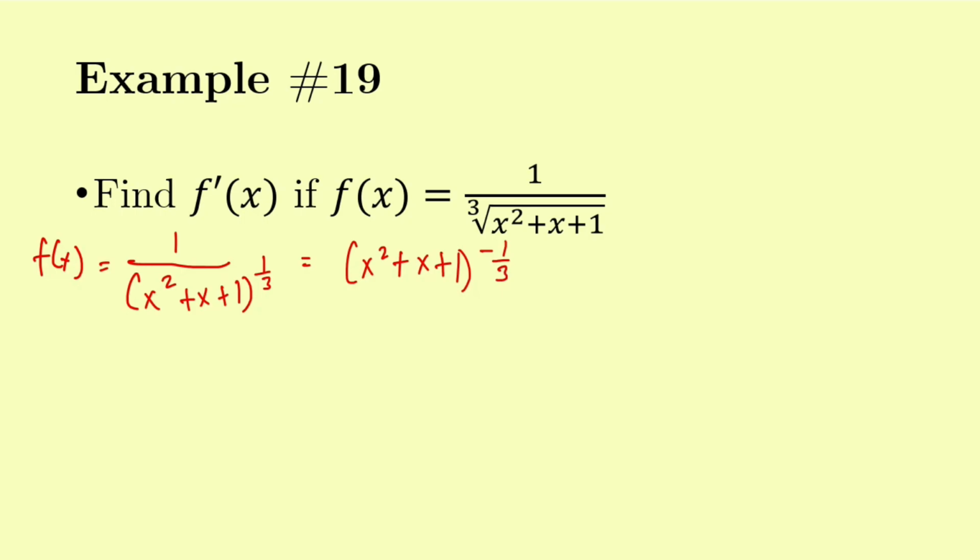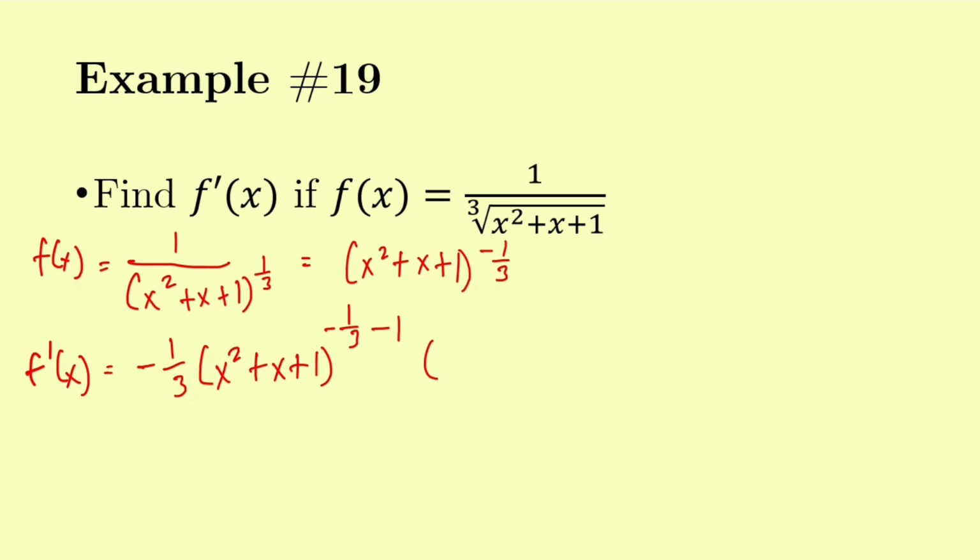Ayan, negative exponent siya, since nasa denominator si 1/3, o yung buong expression is at the denominator. Okay, let's find the derivative of this function. We will multiply negative 1/3 by x squared plus x plus 1 raised to negative 1/3 minus 1. Then find the derivative of the expression itself.